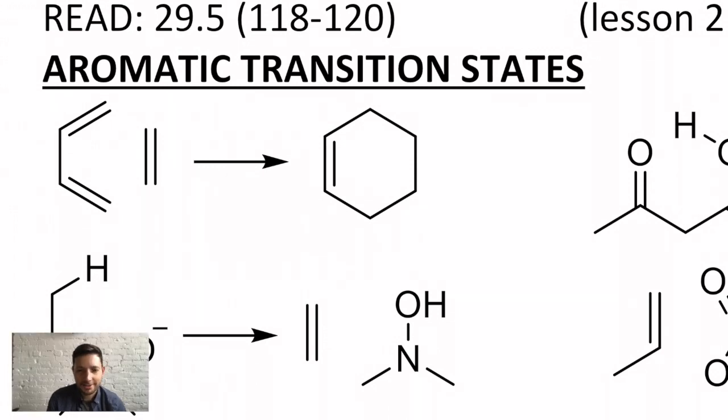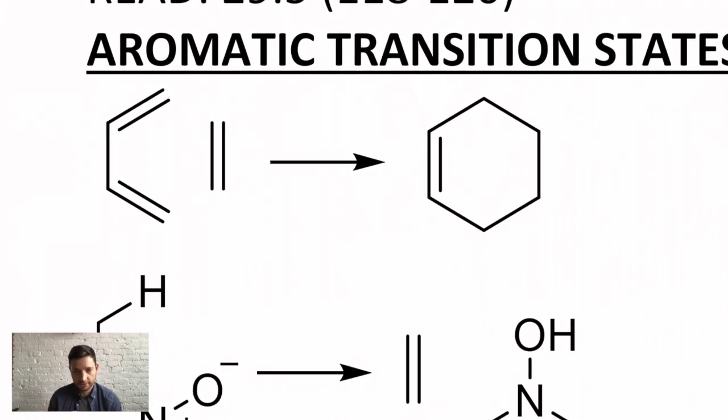Hey there, chemists. In this lesson, we are going to look at reactions that involve aromatic transition states. We actually saw aromatic transition states in the previous lesson when we looked at the Diels-Alder reaction. In fact, that's the first thing you'll see on your notes here. That just means we have a 6-electron transition state.